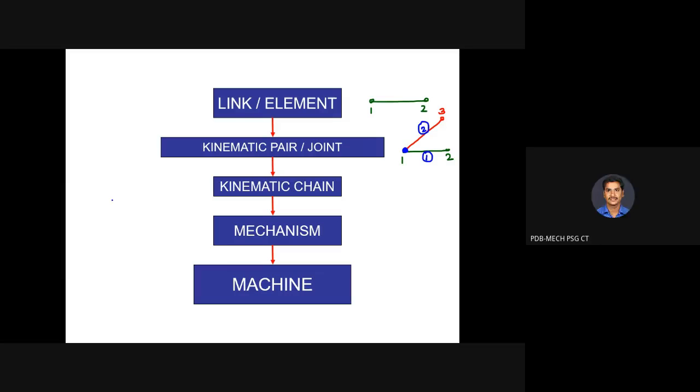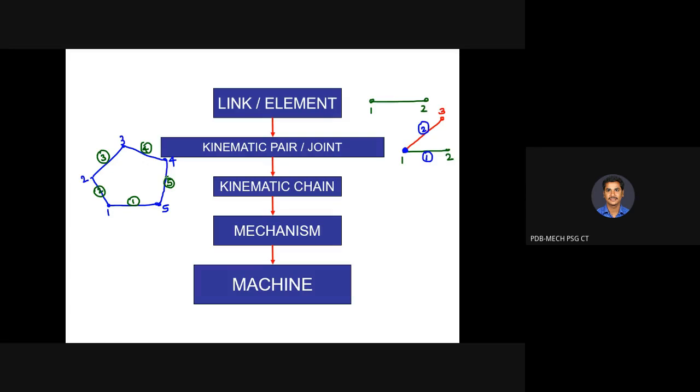Let me draw here. When can you say kinematic chain? When 2 and 3 are connected. When you have more than two links or more than two pairs, sir. Yes, more than two links connected like this. It is a kinematic chain. So this may be points 1, 2, 4, and 5. This is link 1, this is link 2, then this is link 3, then this link 4, and this link 5. So here we have 5 links connected so that it forms a kinematic chain.